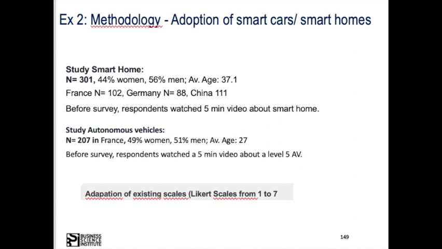Almost half of them are men and women. The average age is quite young because it was a student sample. And again, we showed a video about a level 5 car, a fully autonomous car, before the survey.